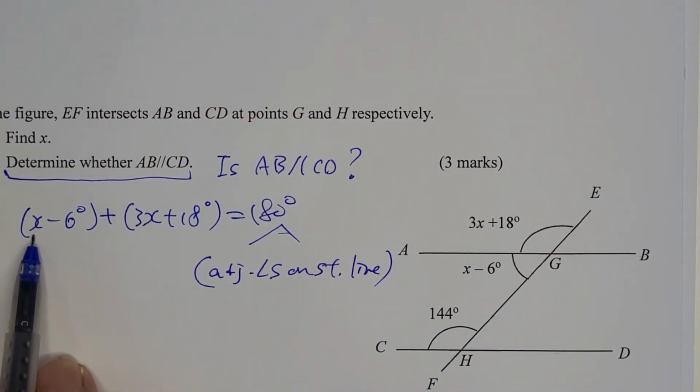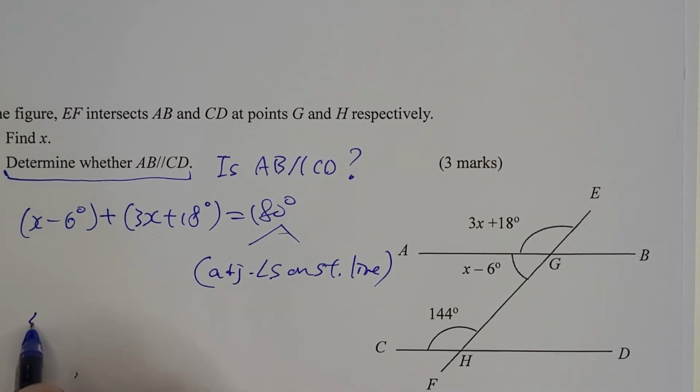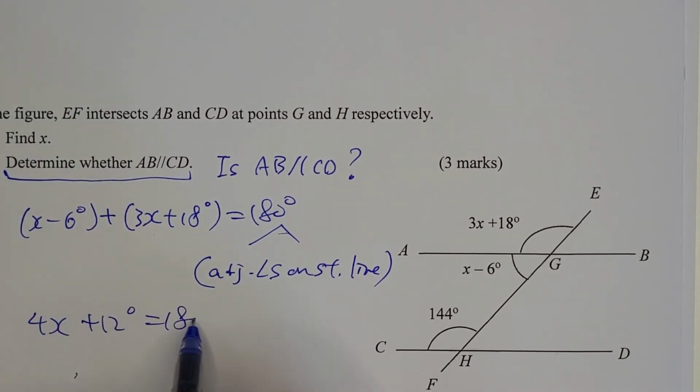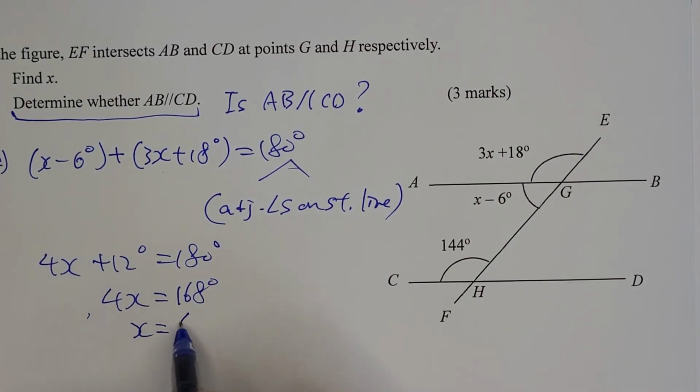So, x plus 3x, 4x, negative 6 plus 18, positive 12 degrees. 4x equals 168 degrees and x equals 42 degrees.